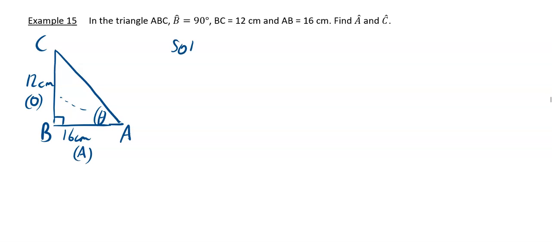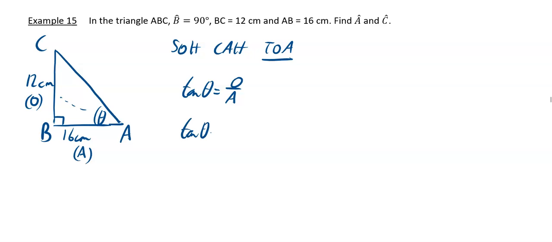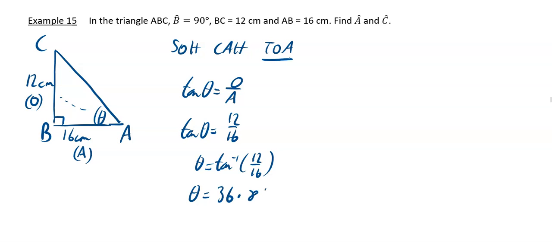So again, let's just write it out. We've written it out every time, and by the time you've done this all, you will have it in your head forever, hopefully. So SOHCAHTOA. We're going to be using tan to do this one. Tan theta is equal to opposite over adjacent. In this one, tan theta is equal to 12 over 16. To get your theta, you'll do tan to the minus 1 of 12 over 16. If you do that, what you will get is 36.8699 and a whole pile of other digits.